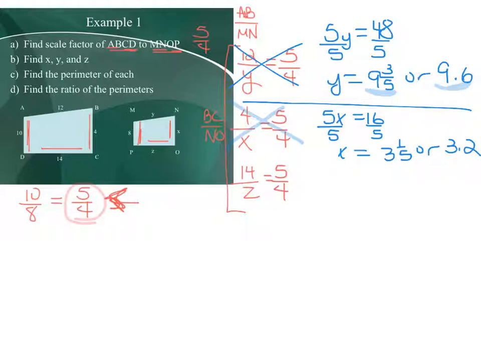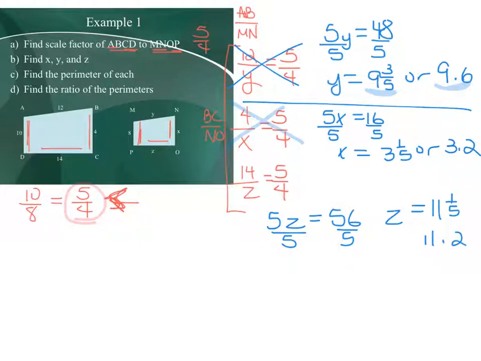All right, then the last proportion to find the value of z, again, cross products. So 5 times z, 4 times 14 is 56. Divide by 5, and z equals 11 1/5, or 11.2. Good so far? All right. So that's how we can find the value of x, y, and z, is to solve the proportions.